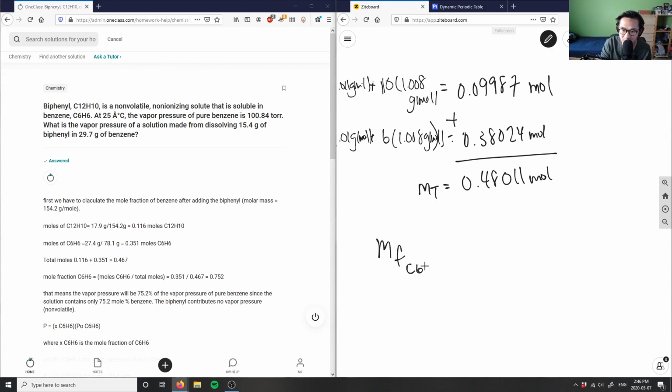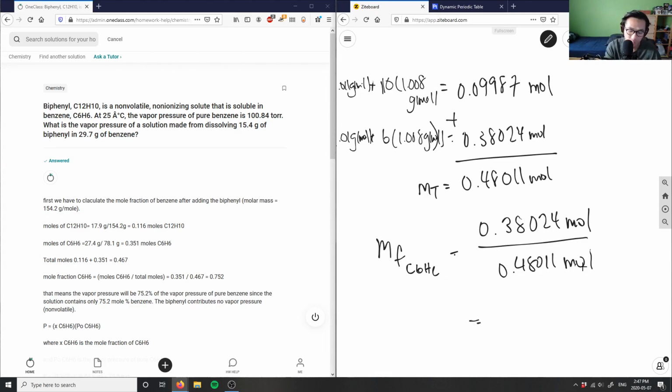So I'm going to get the mole fraction. The mole fraction of C6H6 is going to be equal to 0.38024 moles divided by 0.480011 moles, and this here is the total moles. This would give me a value of 0.7920. I'm going to do 2 decimal places here, and this is the mole fraction here.